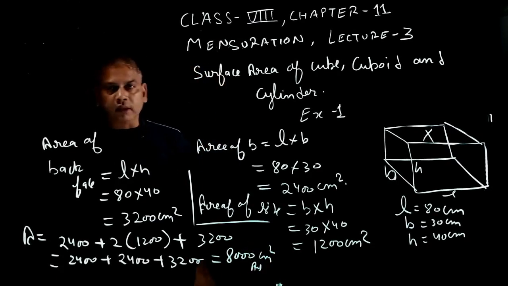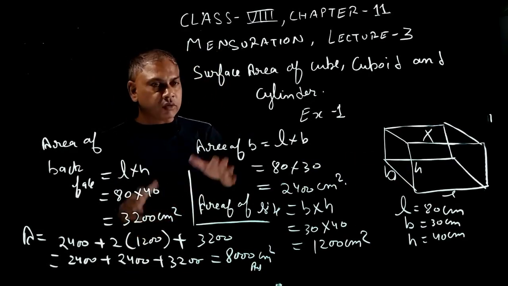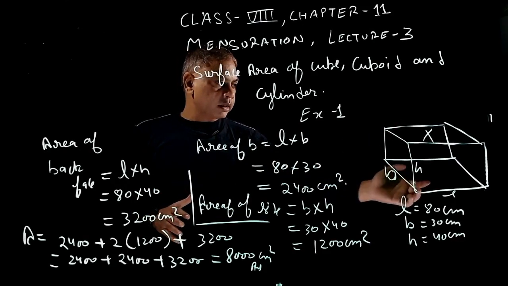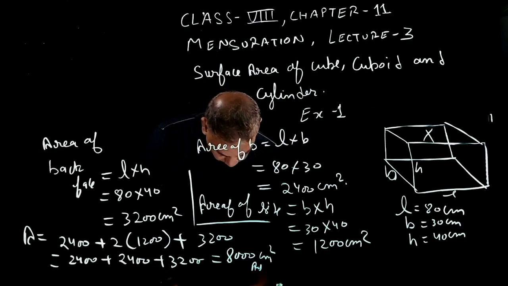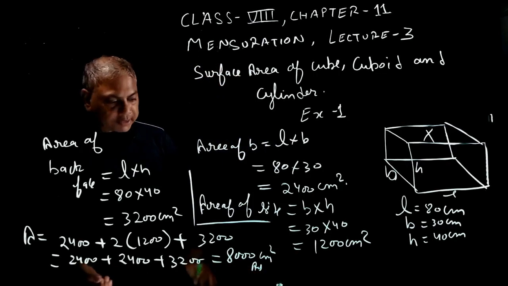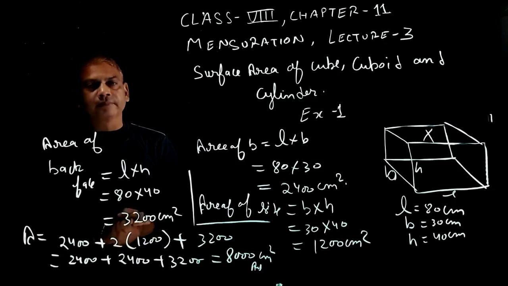Okay, now the question is, this is the aquarium, cuboid shape aquarium है, you have to cover these four sides, 1 2 3 4, and the base. ऊपर हम कवर नहीं करेंगे. Find out the area of the required paper. The area of the required paper is 8000 centimeter square. Okay.